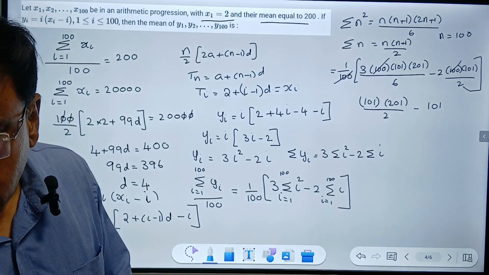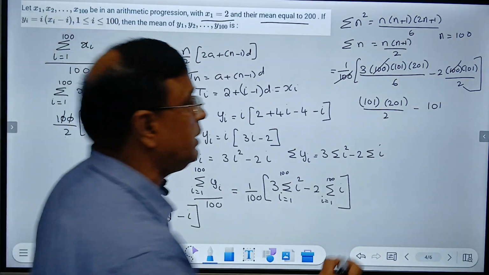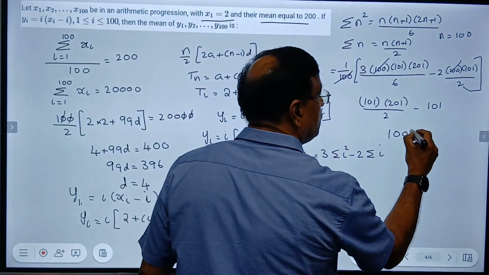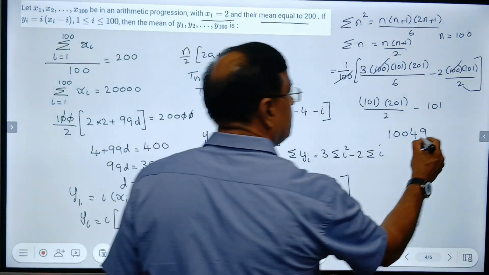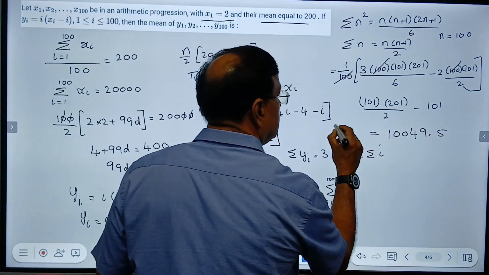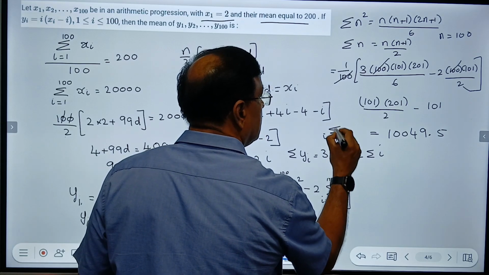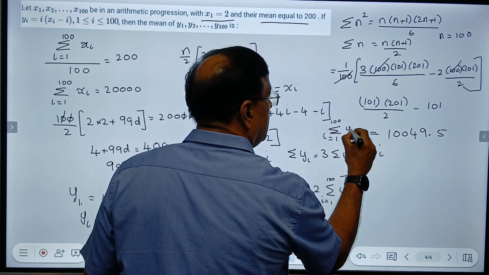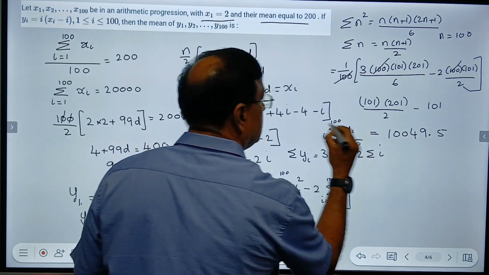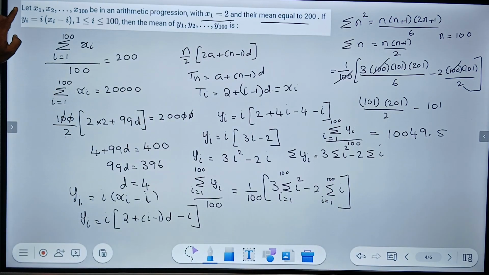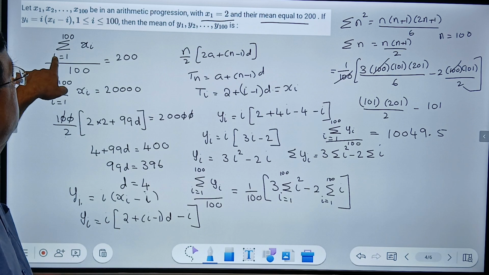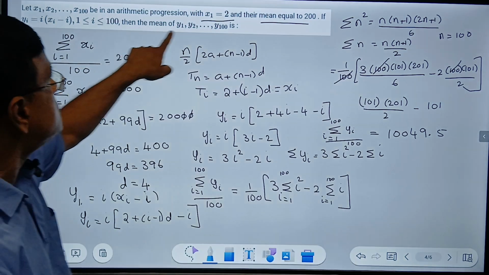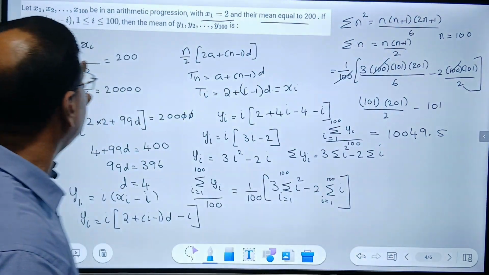If you simplify this, you are getting 10049.5. That calculation you can do. This is the mean of yi, sigma yi by 100. Very simple. So first I made use of the fact that the mean of xi is 200. The mean of xi is 200.